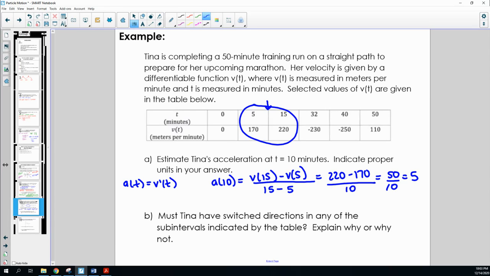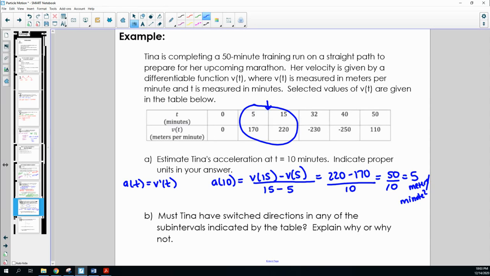And then we wanted the proper units as well. Since the velocity is meters per minute, on the top I have meters per minute, and on the bottom I have minutes. So I'm going to end up with 5 meters per minute squared, or meters per minute per minute, however you want to write it. That would be the proper units.